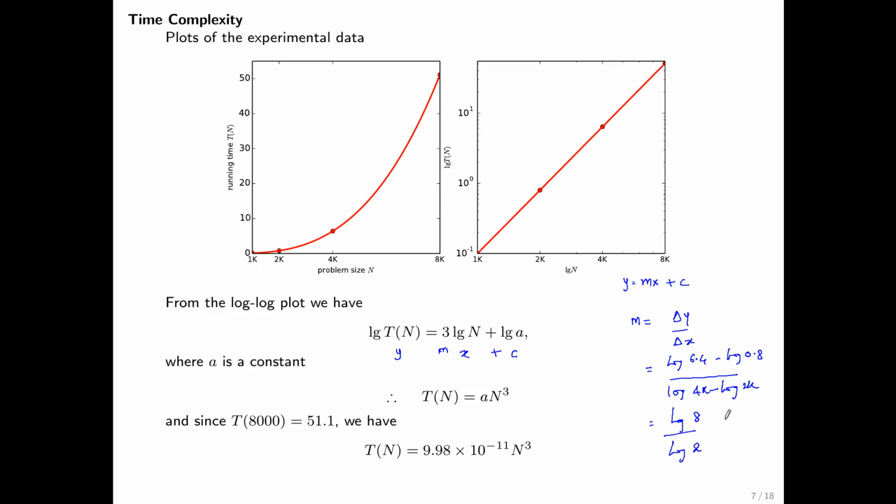Now, what is log of 8? Well, log of 8 can be written as log of 2 to the power 3, which is the same thing as 3 times log of 2. And that's divided by log of 2. So these cancel out, and what you have is 3. So that's how we got 3 for the slope, right?